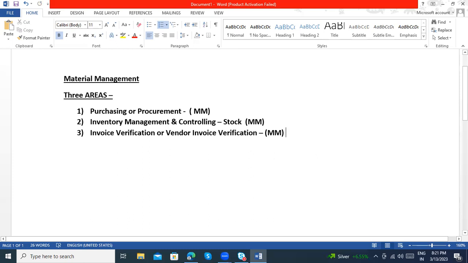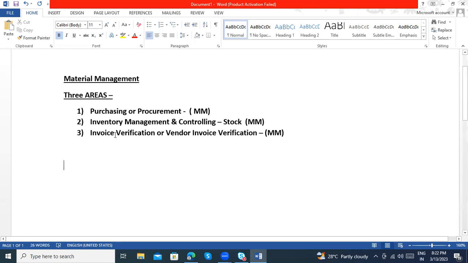Do you know why it is coming under MM? Vendor invoice? To check the invoice details like material quantity and vendor details. Vendor details anyway the finance team also has, because the payments, checks, and bank details are all created by the finance team. So vendor information is already with the finance team.